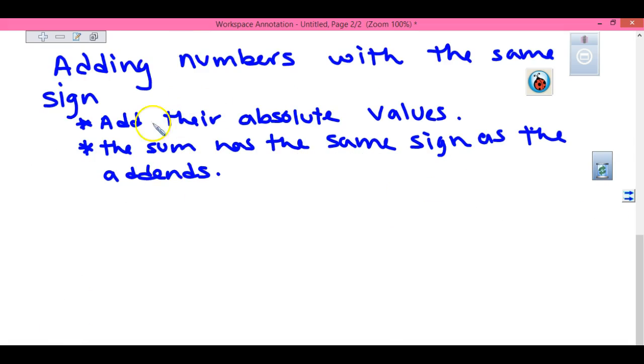If we're adding numbers with the same sign, you add their absolute values, and the sum has the same sign as the addends. So what does this mean? In other words, for example, if we have 2 plus 3, what does this equal? 5. So both numbers are positive. When we add both positive numbers, our answer is also positive.